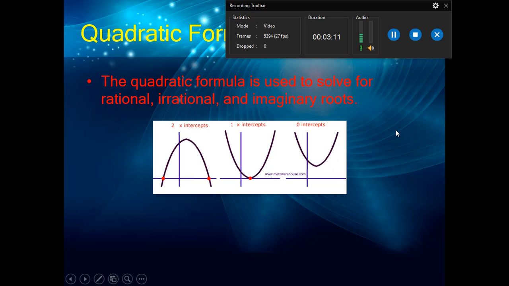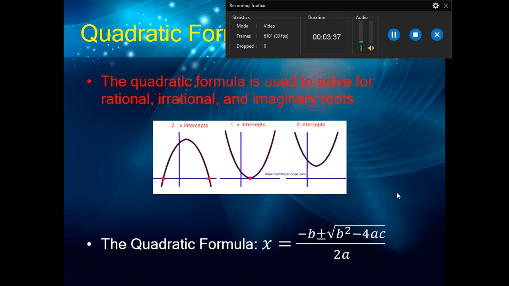We use the quadratic formula so that we can find all roots of our parabola, whether they're rational, irrational, or imaginary. So over here, the diagram on the far right, because it doesn't cross the x-axis, will have imaginary roots. Again, you'll explore that more in Algebra 2, but just know that the quadratic formula will work for all types of parabolas, not just ones with 2 or 1 real root.